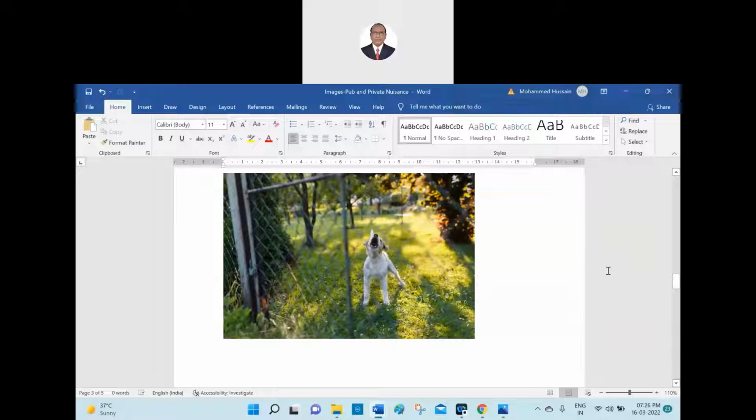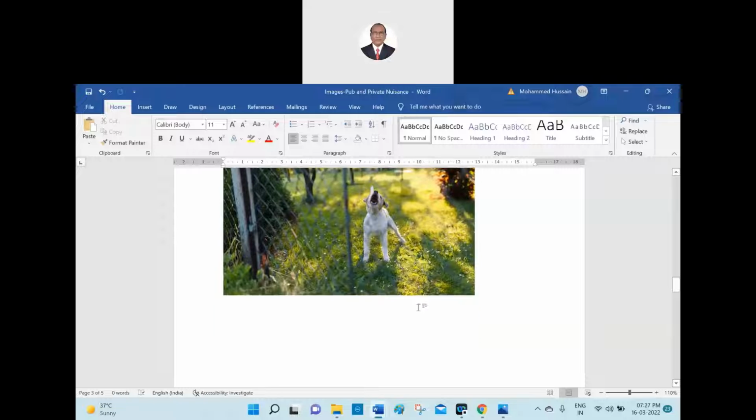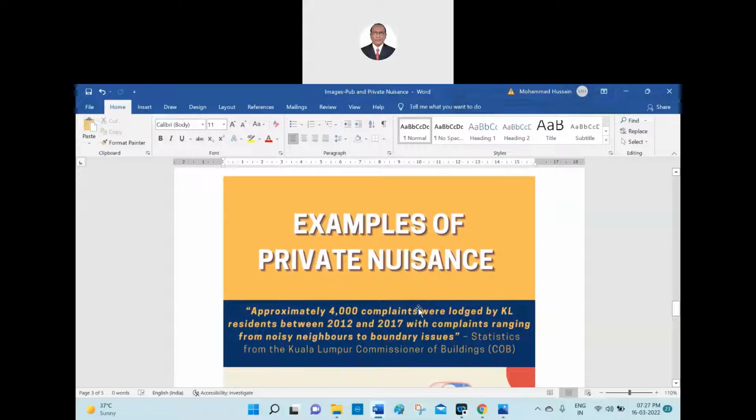And what is the nuisance going on here? What is the nuisance going on in this image? Pass on, sir. Dog is barking. What is the dog doing? Barking. Can I say the dog is crying? Yes, sometimes a dog cries also. It is not a good omen.